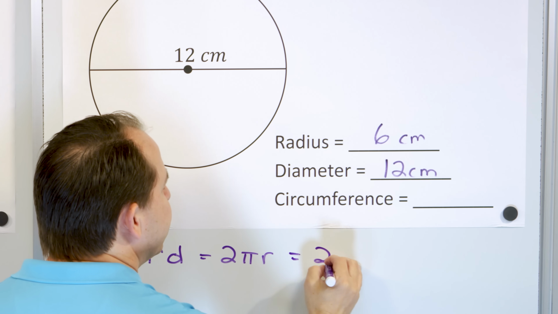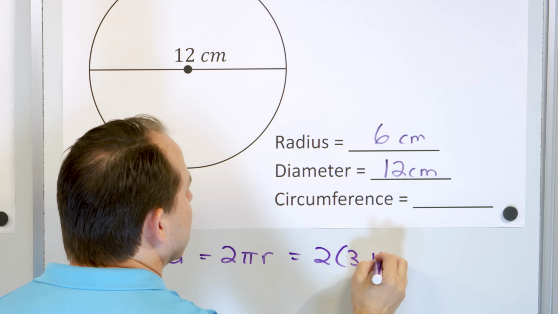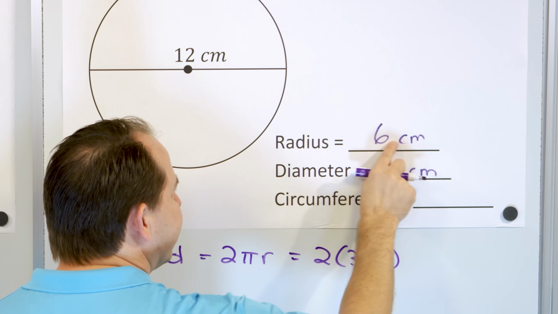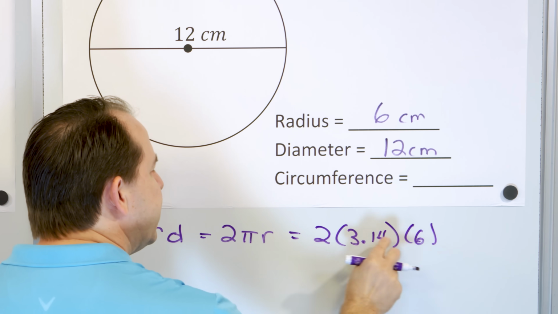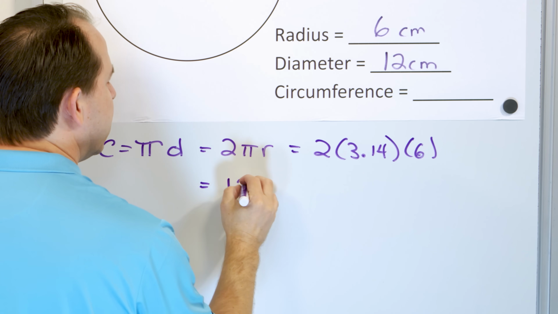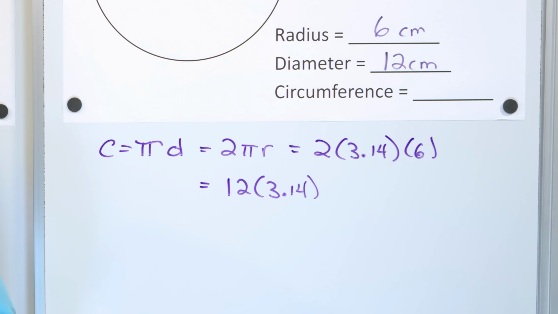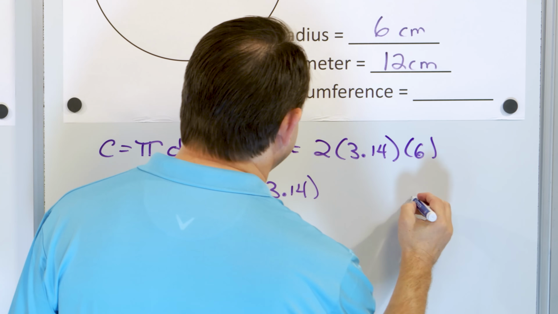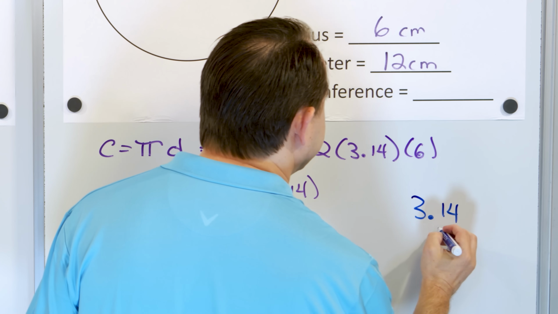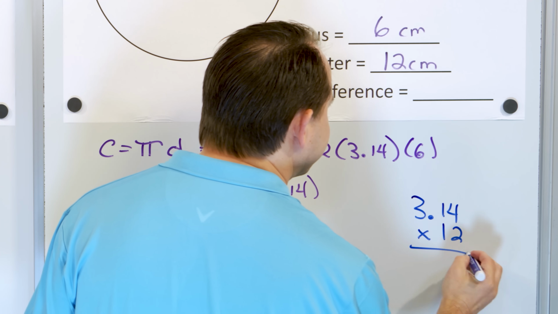So we'll just say 2 times pi, 3.14, times the radius, which is 6. And we already know that 6 times 2 is 12 times 3.14. Now, we're not going to do this again for every problem. We'll do it with some of them. Let's take 3.14 times 12. Just do the decimal multiplication.